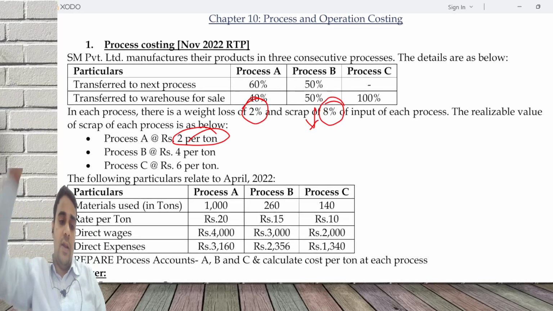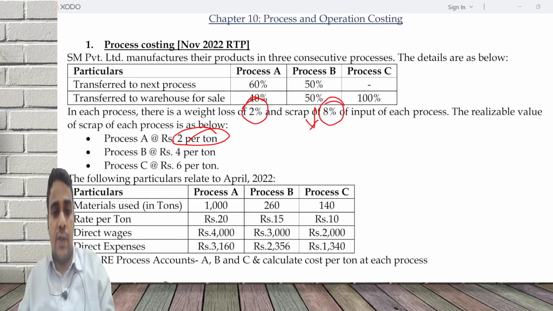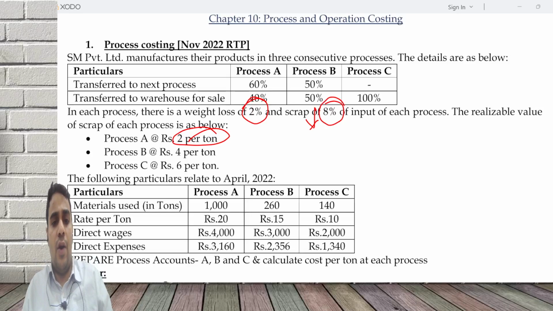Cost is given. 1,000 tons is used in process A. Rate per ton, direct wages, direct expenses. Process account A, B, and C. Calculate the cost per ton at each process. Now the question has just asked for cost per ton. They have not asked for abnormal loss account or normal loss account. All that is not asked in the question.